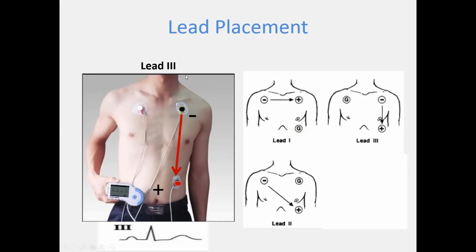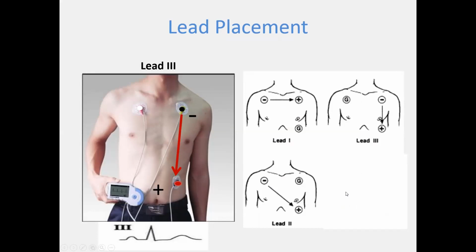And then here's lead three. Lead three looks at the heart in this direction. It's also going from a negative to a positive, therefore it has a positive deflection. So lead one is looking at the heart this way, lead two is looking at the heart this way, and lead three is looking at the heart this way.